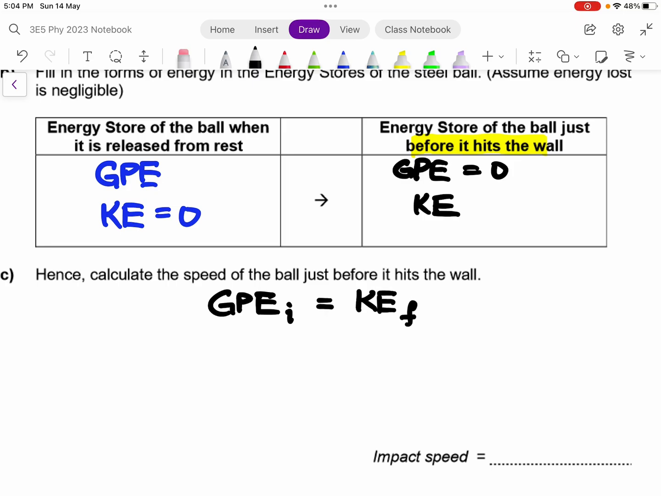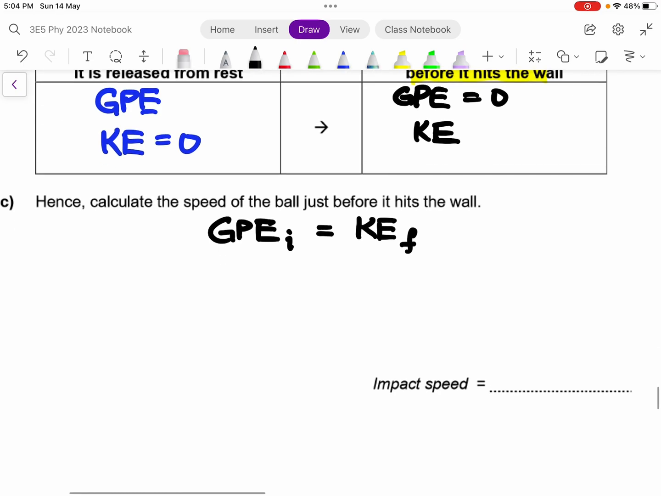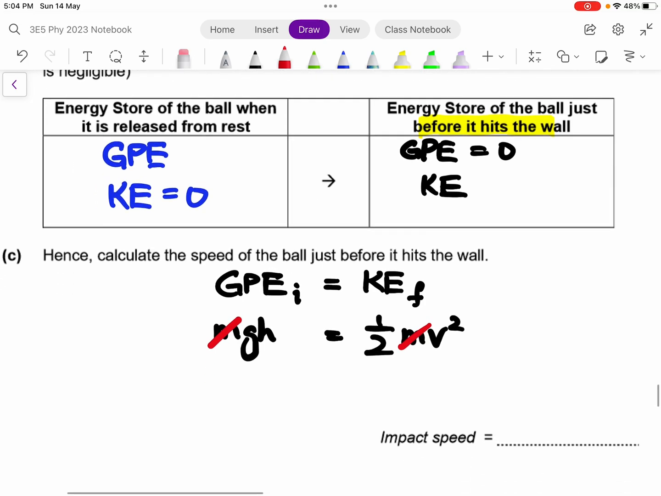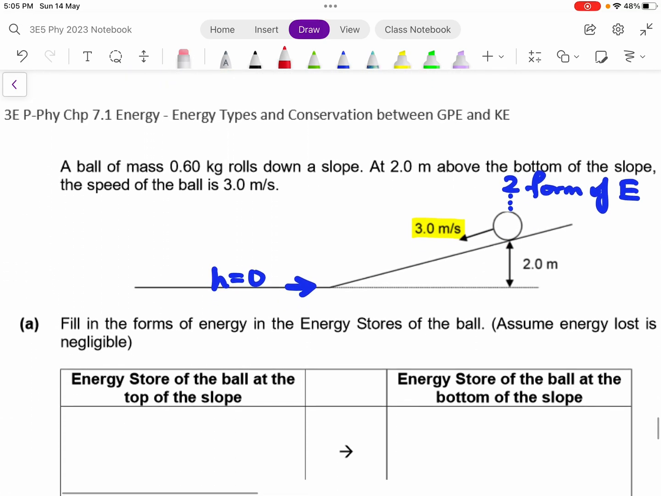So we have this: initial state equals to final state. If you apply the formulas, you will be able to find the answer. And you also notice that when we do that, the mass of the ball is actually irrelevant to our question. So I hope with this you are able to find the answer.